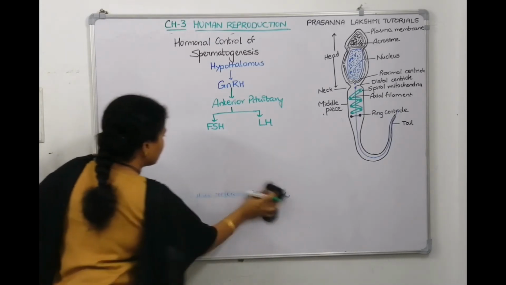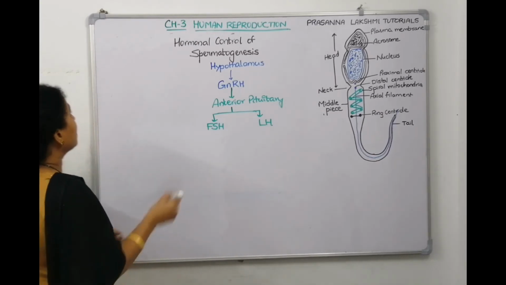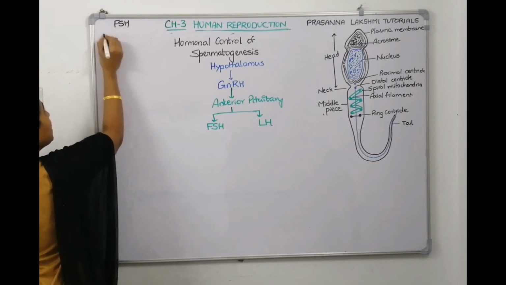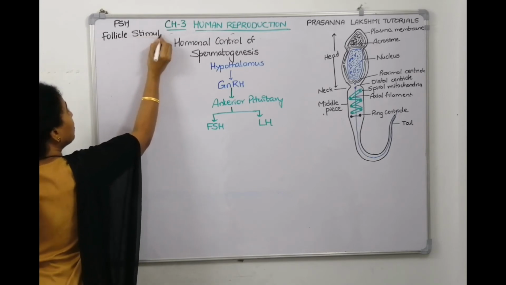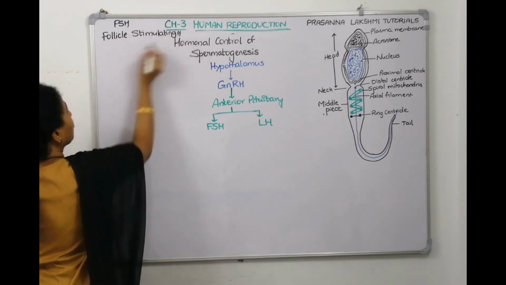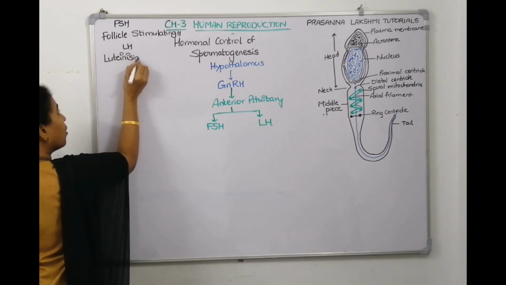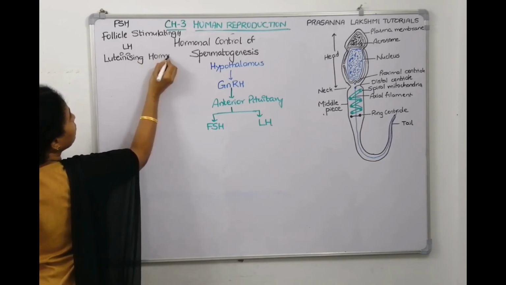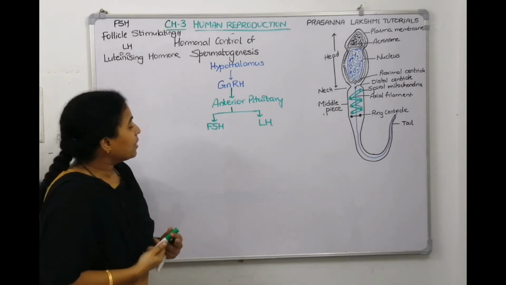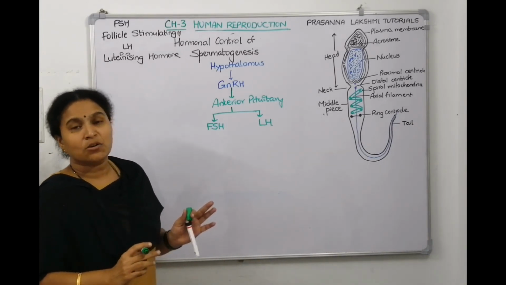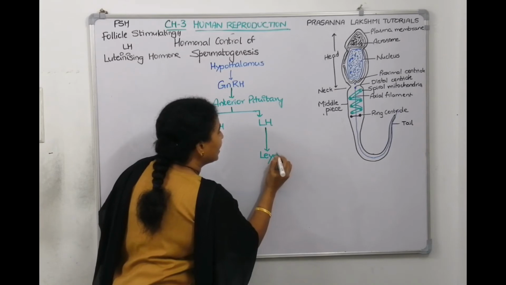So, we will write the hormones on this side, right? What does FSH stand for? FSH stands for follicle stimulating hormone. And what does LH stand for? Luteinizing hormone. Now, they produce LH and FSH. Now, what will these hormones do? Where will the follicle stimulating hormone come and act, and where will the luteinizing hormone come and act? Now, luteinizing hormone comes and acts on Leydig cells.